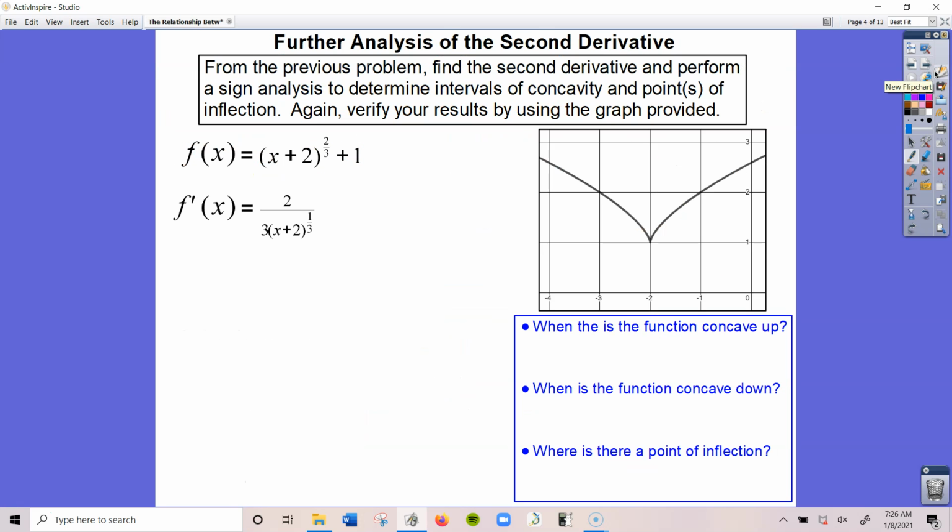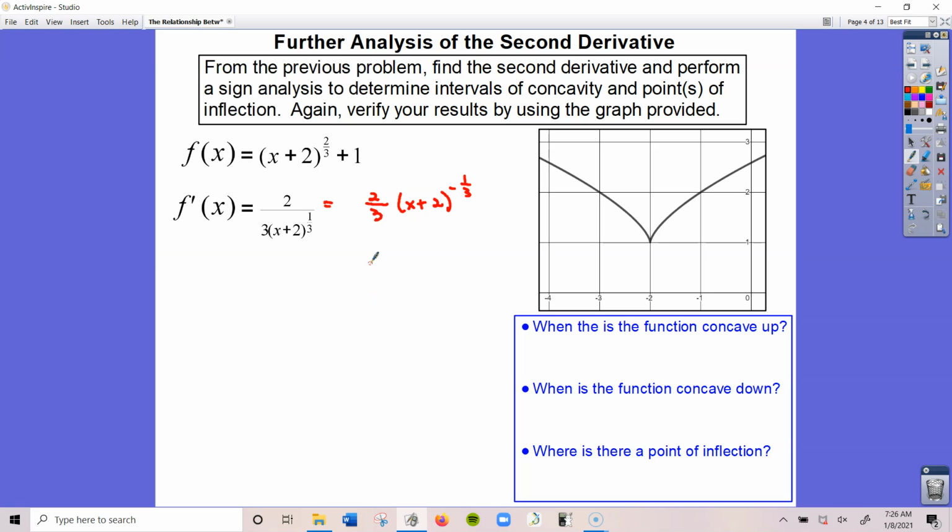Now let's continue working with that function we had found before, the x plus 2 raised to the 2/3 plus 1. We had found that the first derivative is equal to 2 over 3 times x plus 2 raised to the 1/3, or the cube root of x plus 2. Now I'm going to rewrite this as 2/3 times x plus 2 to the negative 1/3, because I'm going to find the second derivative now.